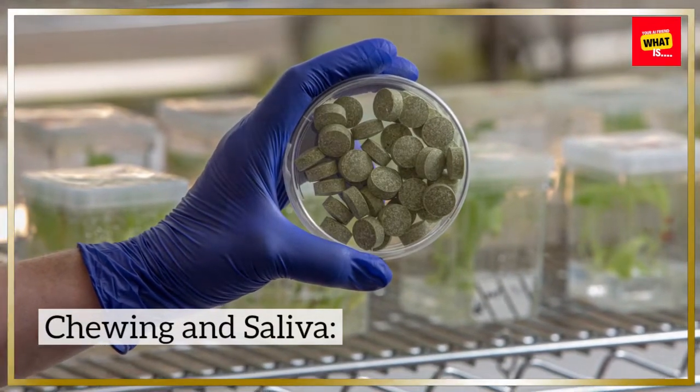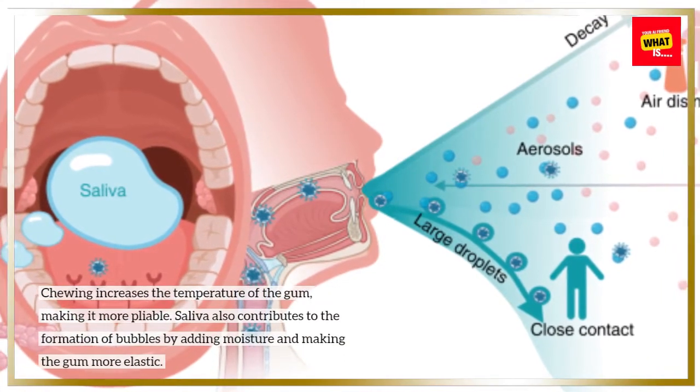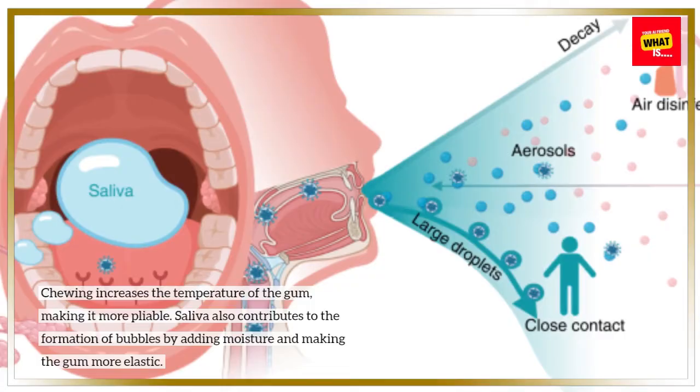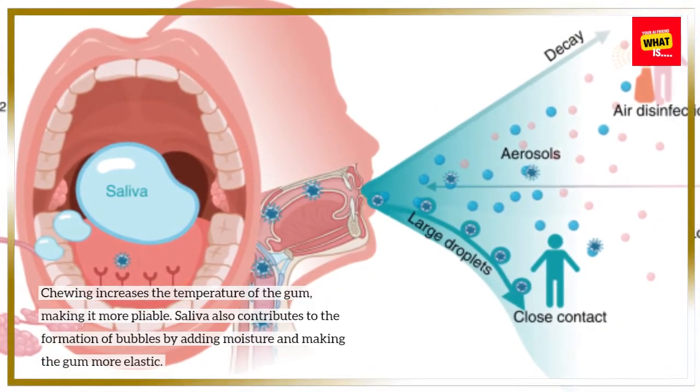Chewing and saliva. Chewing increases the temperature of the gum, making it more pliable. Saliva also contributes to the formation of bubbles by adding moisture and making the gum more elastic.